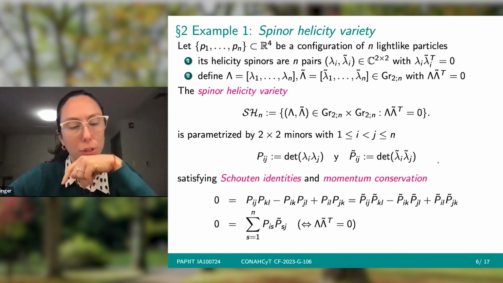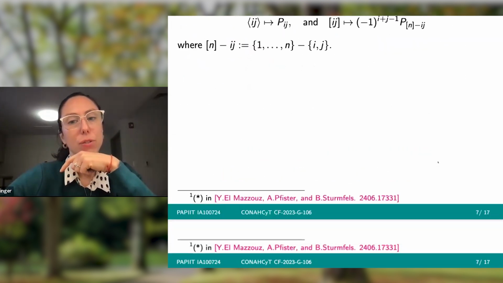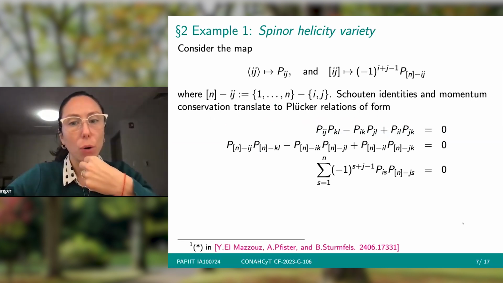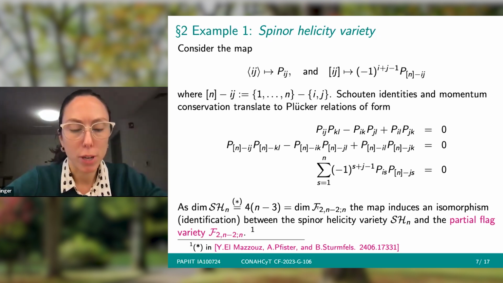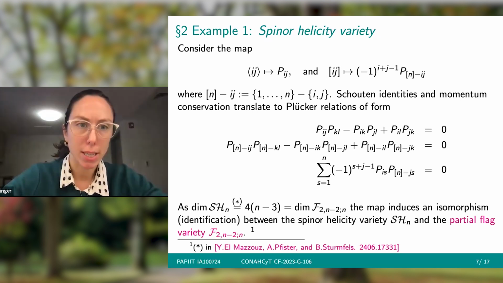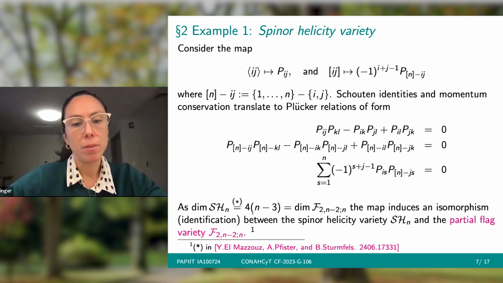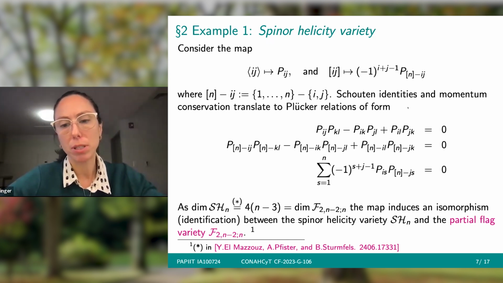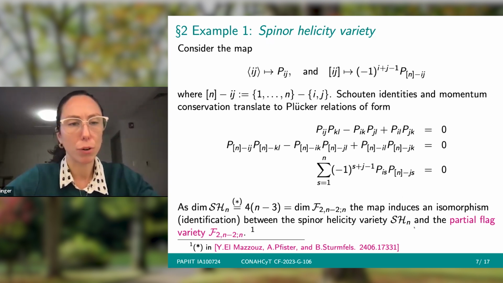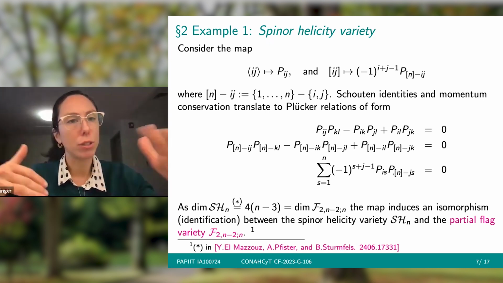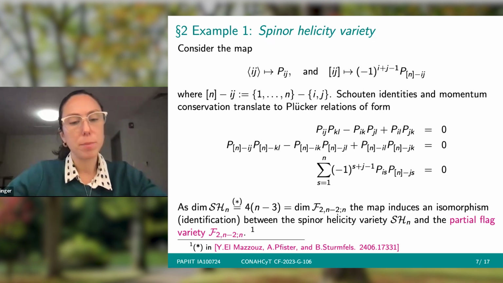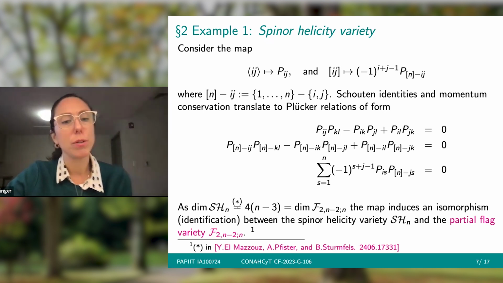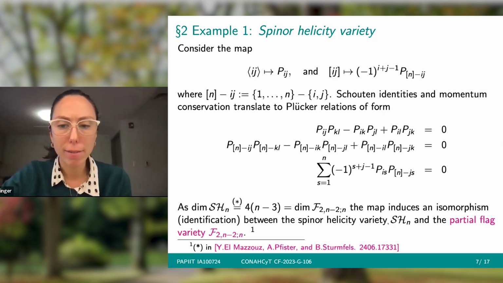Then the relations I had on the slide before just transform to usual Plücker relations that hold inside a flag variety, and the flag variety in this case is the one of dimensions 2 and n minus 2 in C^n. The spinor helicity variety has been studied, in fact a larger class of spaces where I can also vary the sizes of the matrices and the ranks of the outcome if I take the product. That's been studied by Massless, Pfister, and Sturmfels. So we know the dimension of the space and we know the dimension of the flag variety, and the two coincide. So this is in fact an isomorphism.